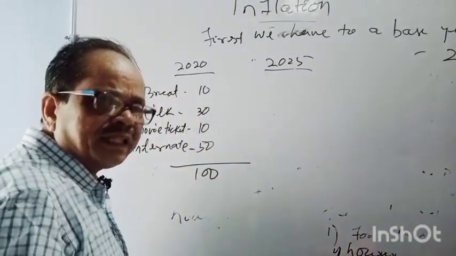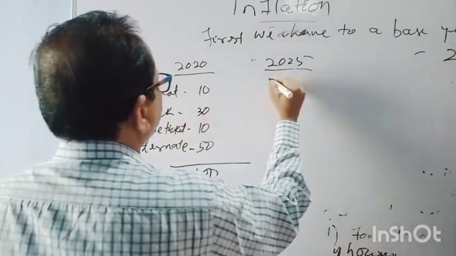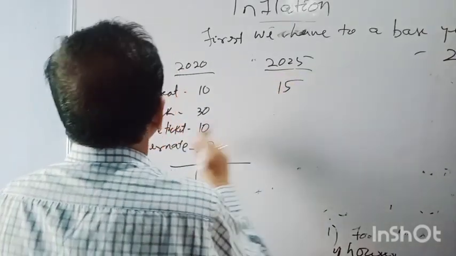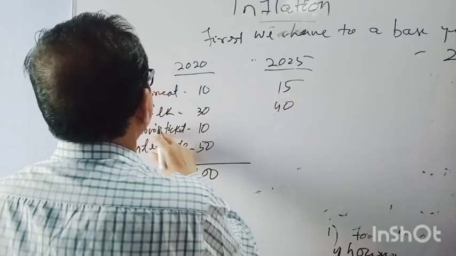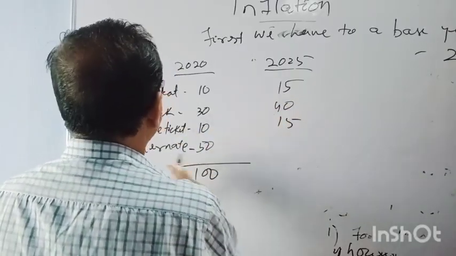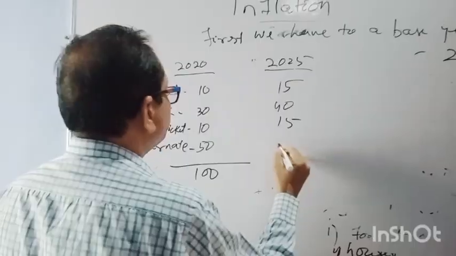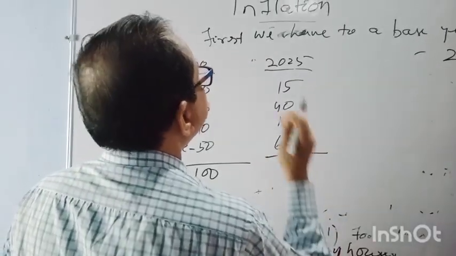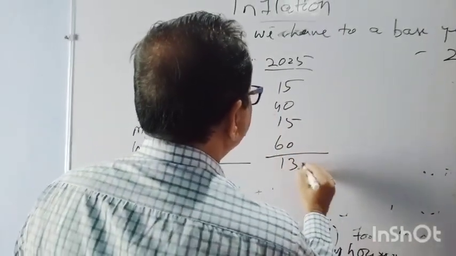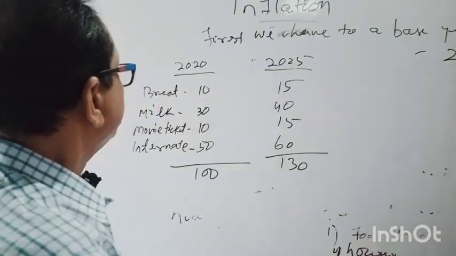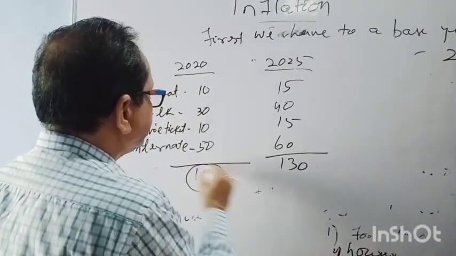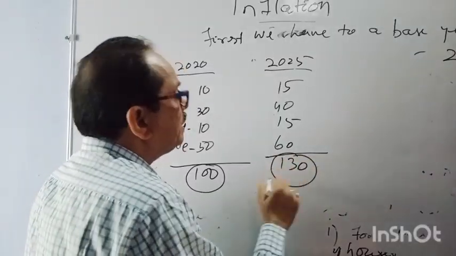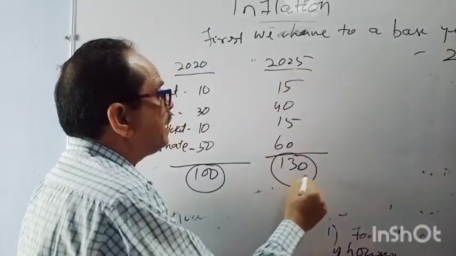But now in 2025, prices rise. A piece of bread now costs 15 rupees, a liter of milk is now 40 rupees, a movie ticket is now 15 rupees, and internet charges rise to 60 rupees. Total 130 rupees.